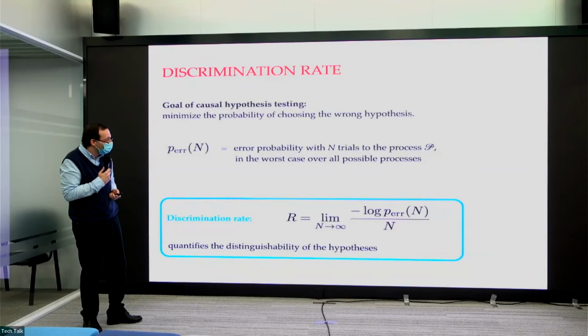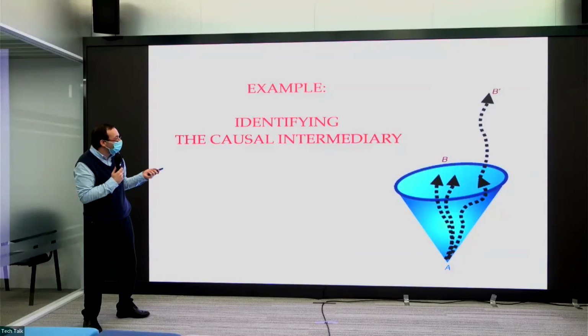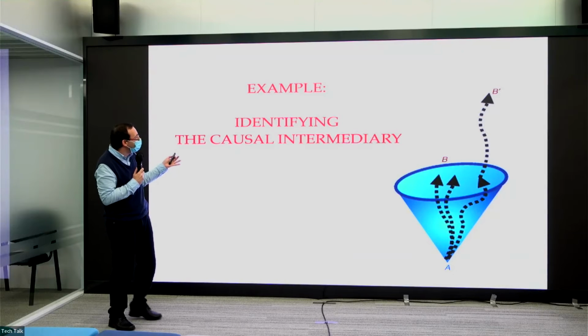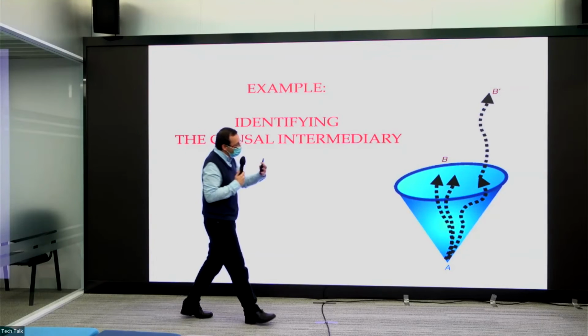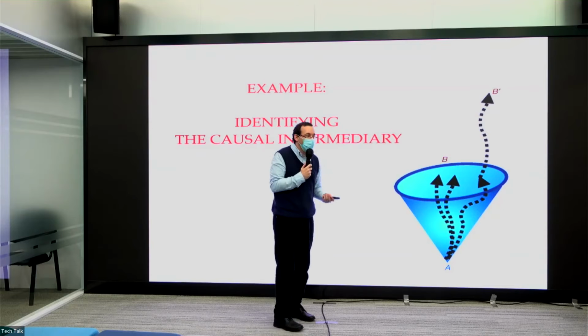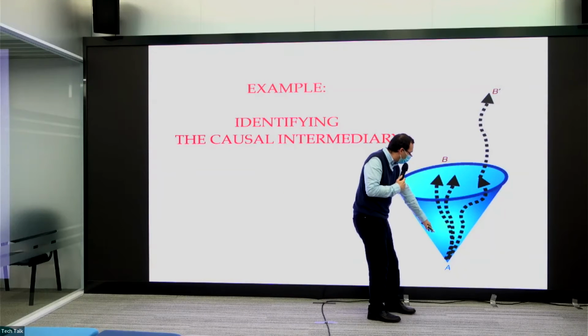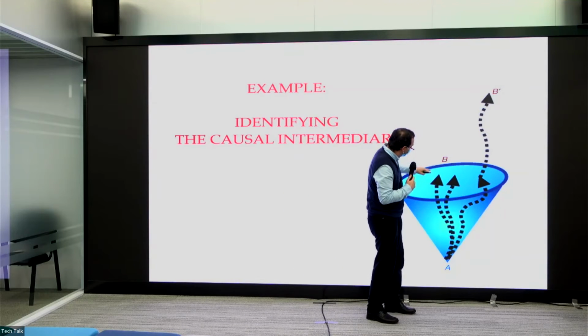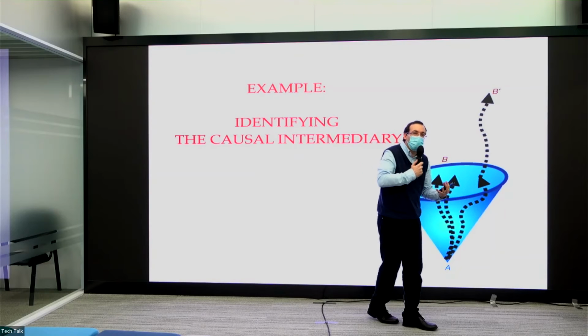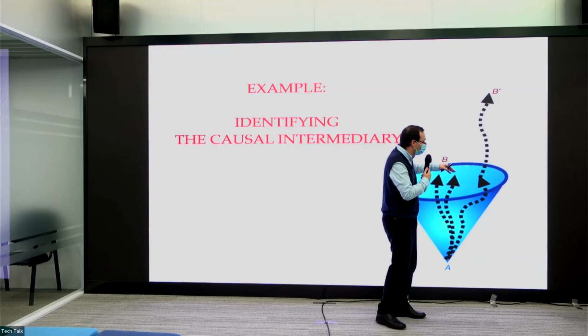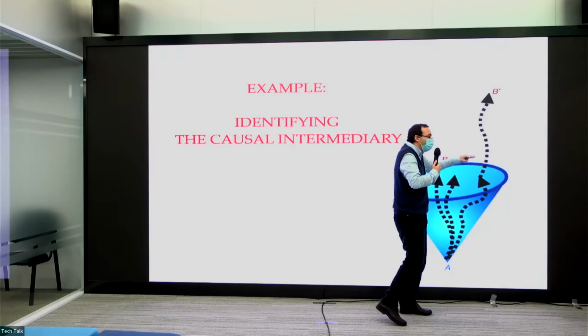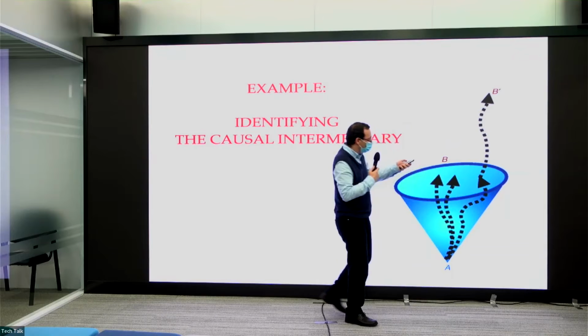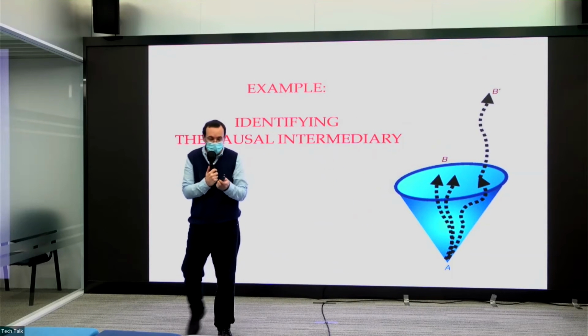So this is the key number that you want to look at to understand how good an algorithm is. An example that I have here is to identify whether a variable is a causal intermediary of another. So there is a variable A, and variable B collects all the possible causal influences coming from A. You can think of it as a screen through which all the influences of A have to go. So this is what we call a causal intermediary.